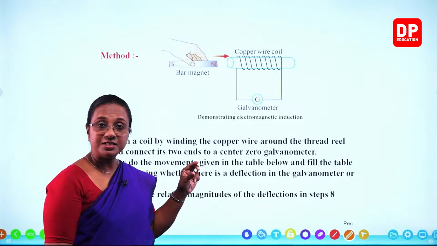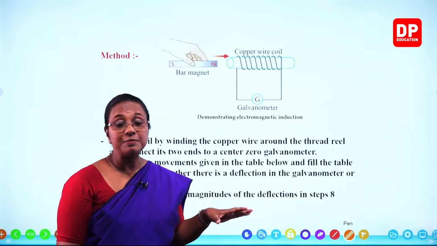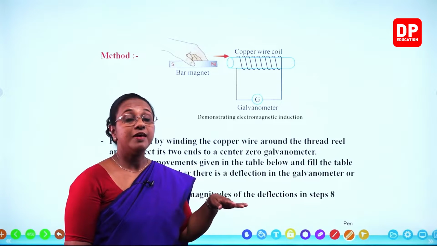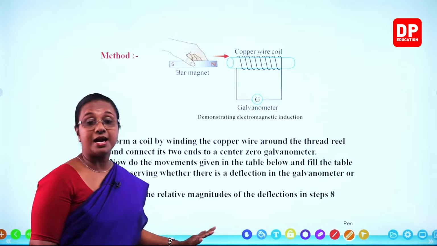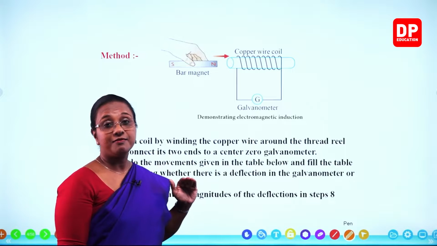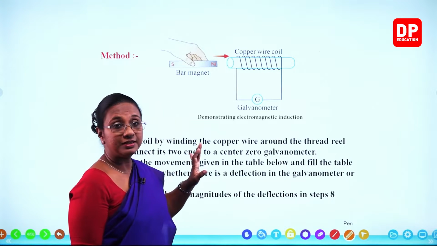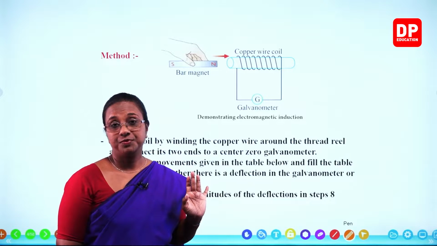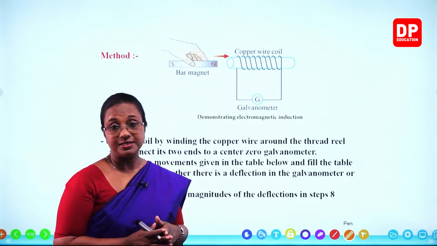Then we move it. At the end of this activity, there is a table given to you in your textbook with different steps, up to step 9. There they have specified how we should move the bar magnet and the coil. So we do those steps and observe the galvanometer.